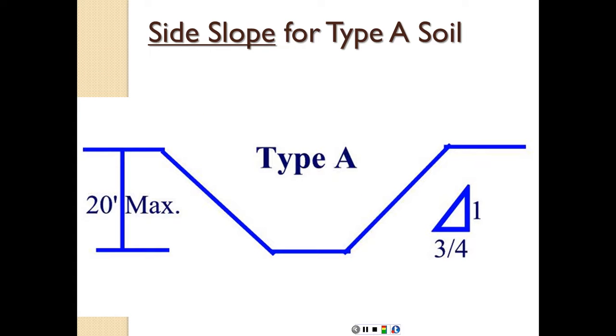In case of type A soil, and again here we have a 20 foot maximum, because beyond that you're going to need a PE, you're going to have the soil self-support through the slope of 3/4 to 1, 3/4 horizontal to 1 vertical. So the angle here is going to be more than 45 degrees. The soil can support itself in this case.